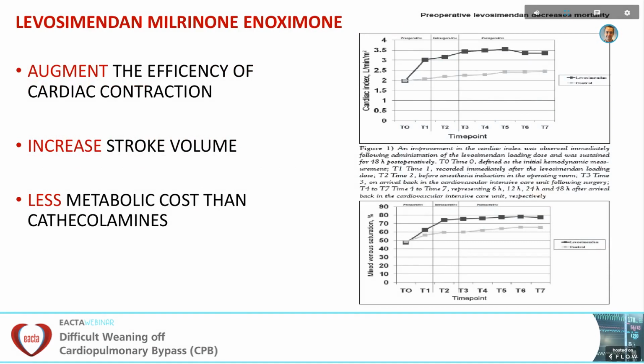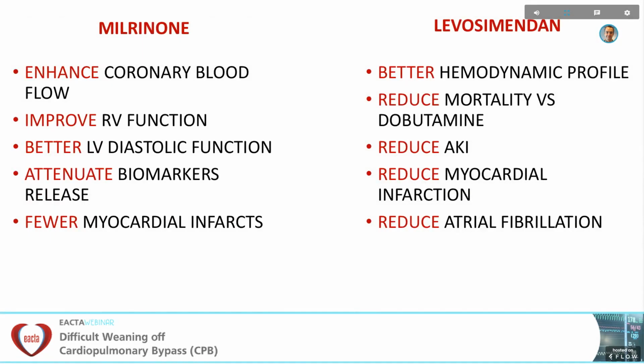These agents are levosimendan, milrinone, and enoximone, which augment the efficiency of cardiac contraction and increase the stroke volume, with less metabolic cost than catecholamines. They are the PDE3 and PDE5 inhibitors, as you know.